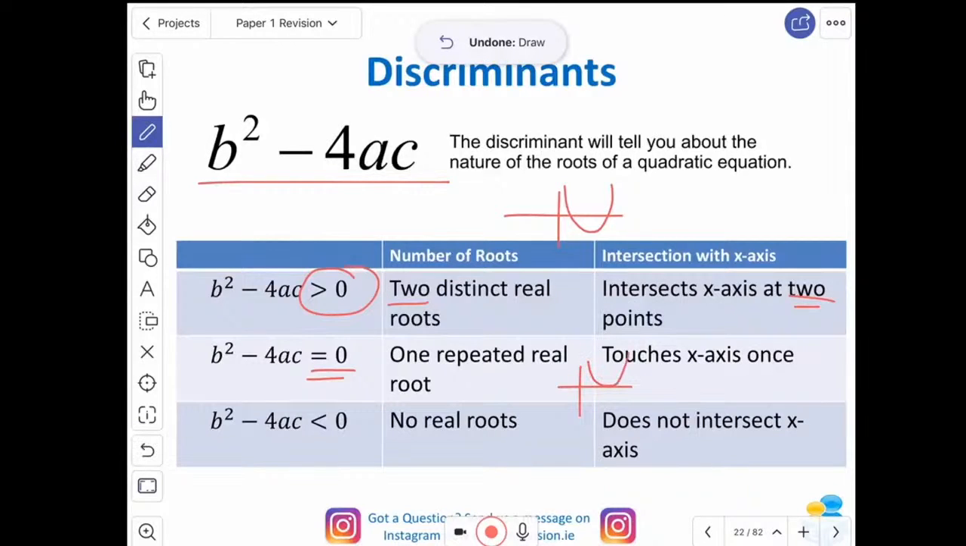And then if it's less than 0, it has no roots. So it does not intersect the x-axis at all. Okay, so again, that's just another quick thing that you need to know off by heart.